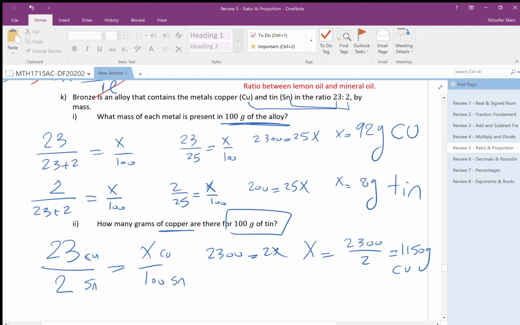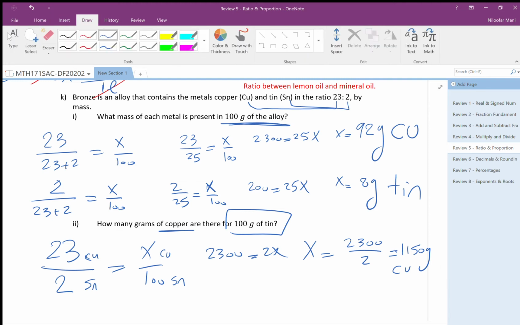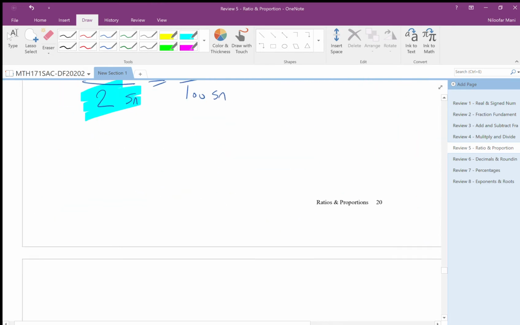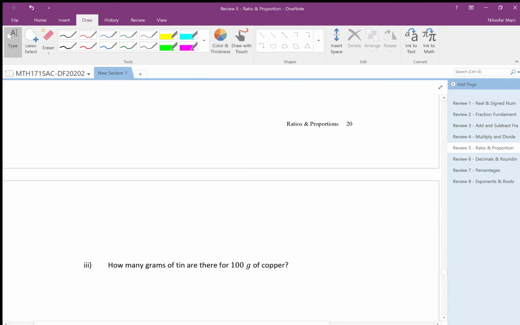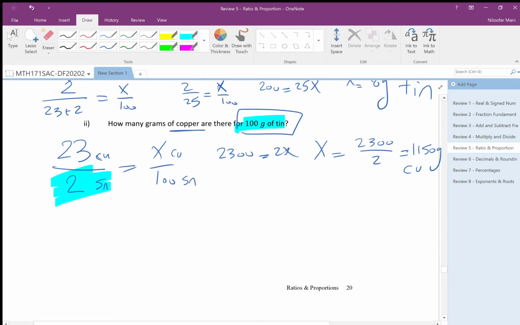Okay, then I can write the sentence as well. Remember, here I add them. That's a very good question. Here I add them because it says alloy. Here I don't add them because it's part by part. Okay, how about the next part? How many gram of tin are in 400 copper? So now it's opposite.